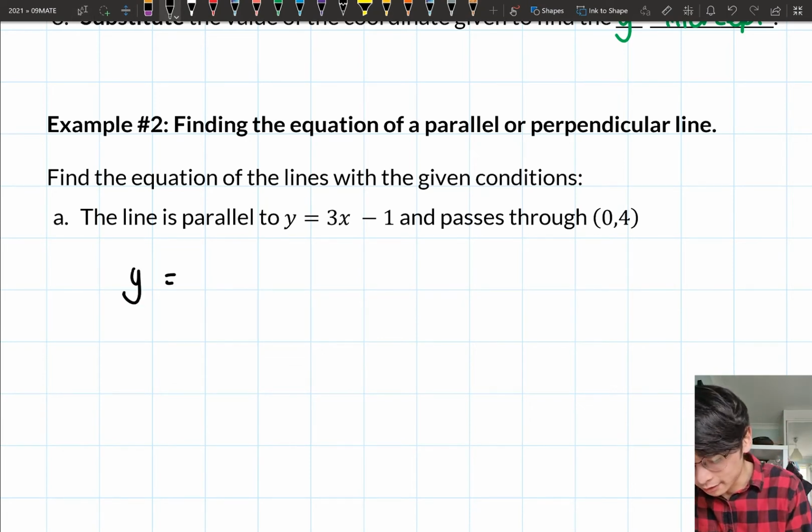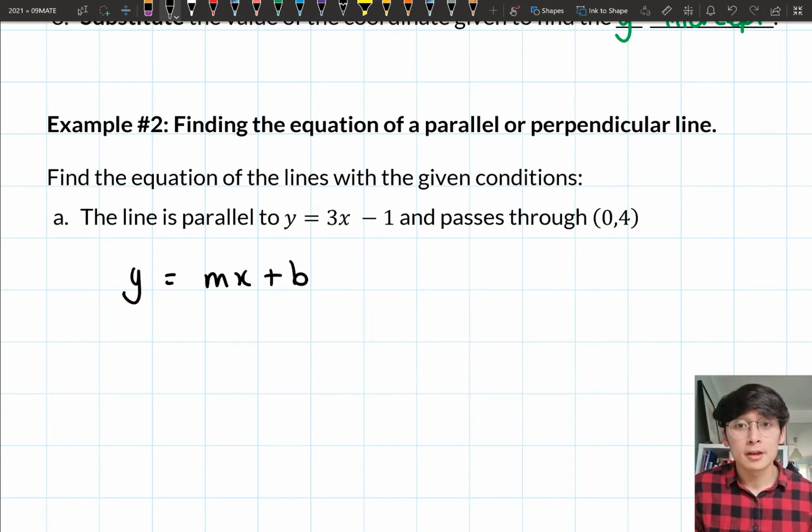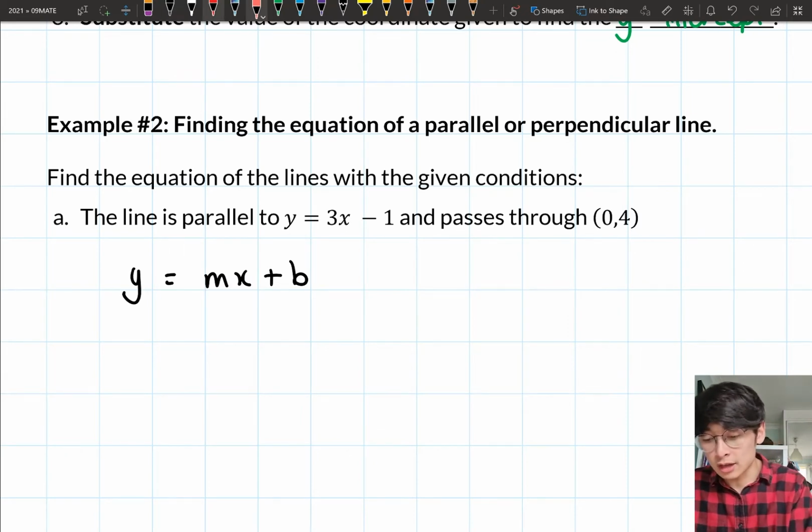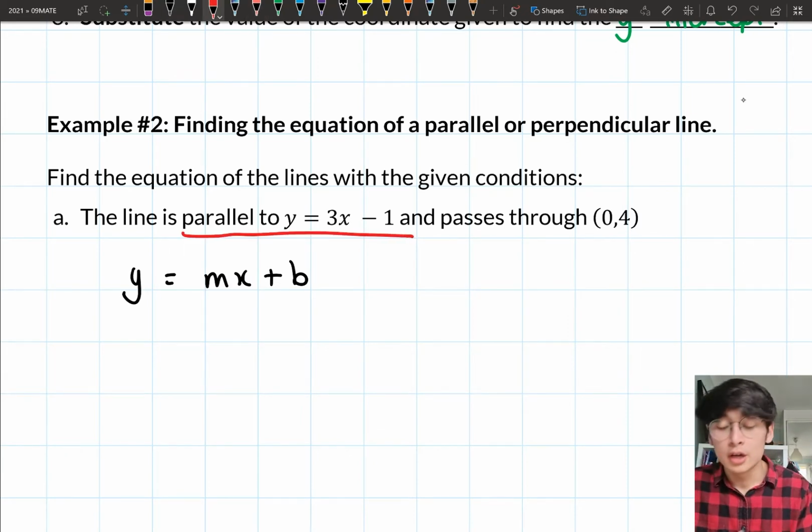So I'm going to write here y is equal to mx plus b. Okay, I've done that. Now what I want to do is identify the gradient. Here, in the question, they tell me it's parallel to this line here. So what we know is if it's parallel, it has to have the same gradient as this line here. Now what's the gradient of this line? This line has a gradient of 3.